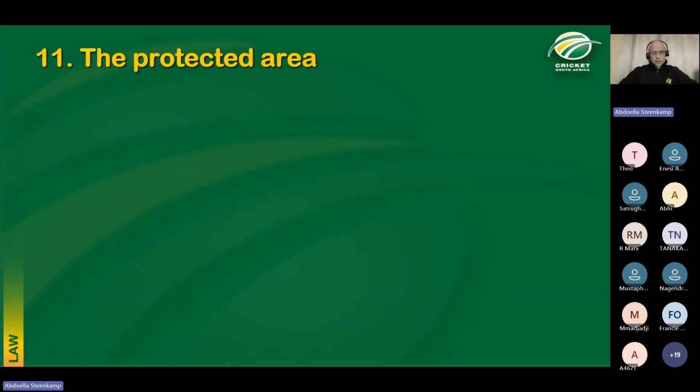So just to go into a bit more detail what the narrator just covered in the video, and to also give you a bit of practical application or a bit of player management in terms of how to deal with players damaging the pitch. Let's start with the protected area.